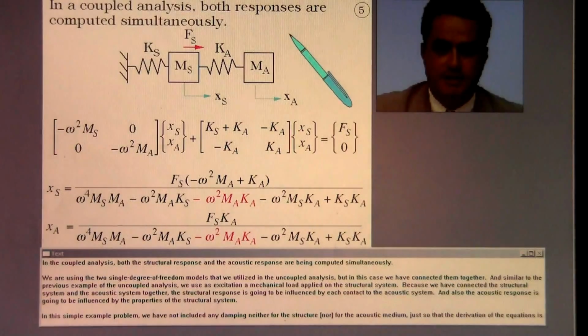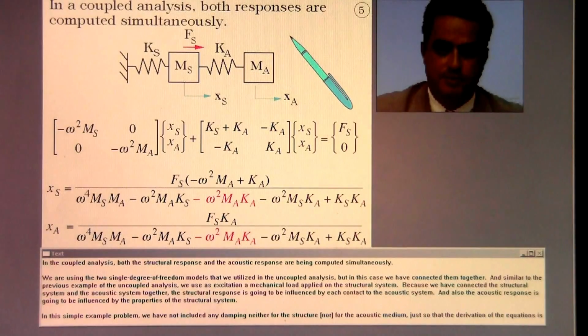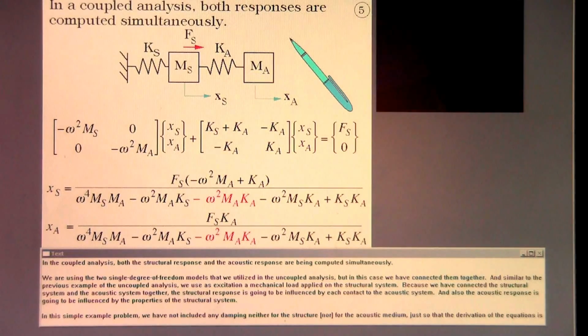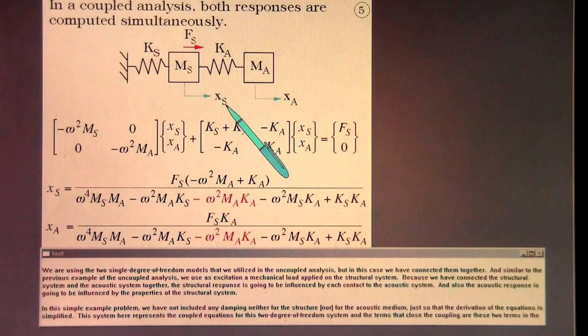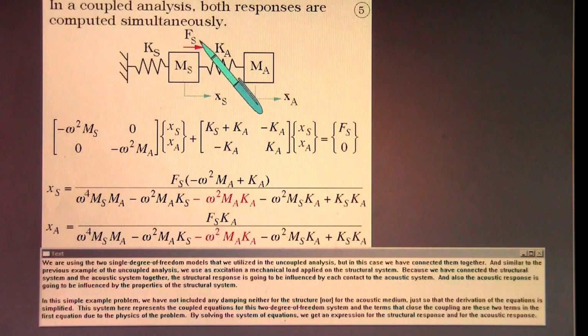In the coupled analysis, both the structural response and the acoustic response are being computed simultaneously. We are using the two single degree of freedom models that we utilized in the uncoupled analysis, but in this case we have connected them together. And similar to the previous example of the uncoupled analysis, we use as excitation a mechanical load applied on the structural system.